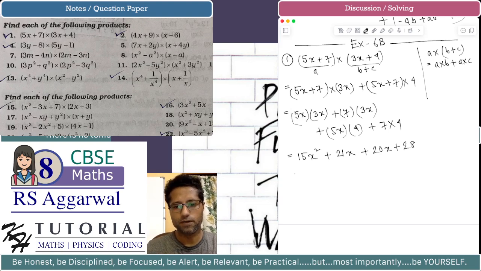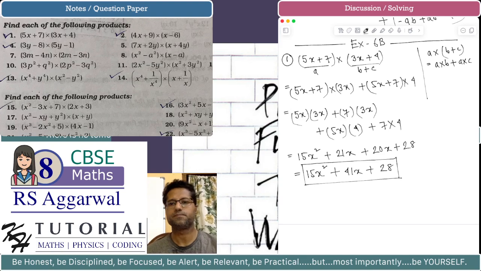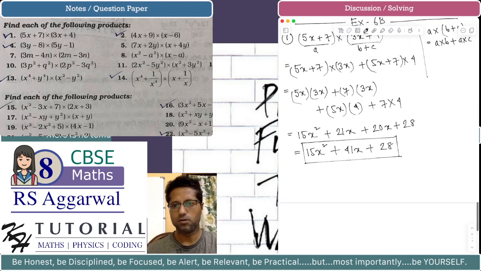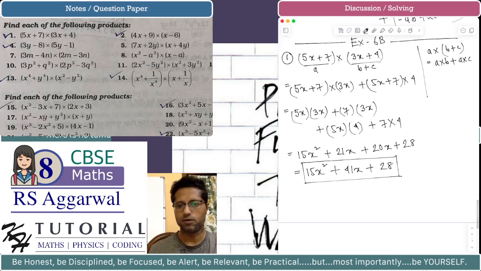Now always group the like terms and add them up. So this is 15x square, and 21x plus 20x is 41x, and we have 28. So this is the final result of the product of the two given binomials. This was the product of two binomials. While I'm solving the problem, you can pause the video and take a screenshot if you think it will help you.